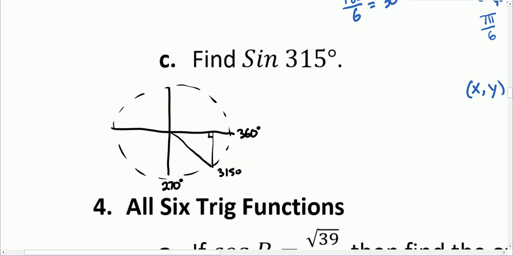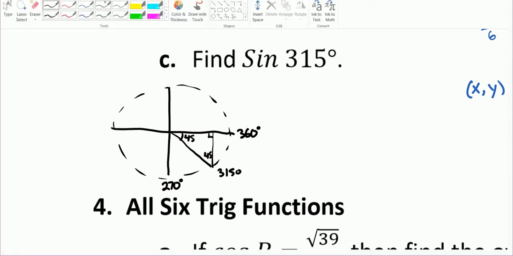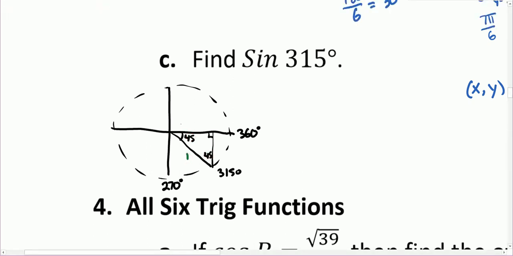The reference angle is the difference between 315 and 360, which is 45. So we have a 45, 45, 90 right triangle with a hypotenuse of 1, and so the x value is √2/2, and so is the y value. But because we are in quadrant 4, the y value is actually negative. And the y value represents the sine of our angle 315. So the sine of 315 degrees is negative root 2 over 2.